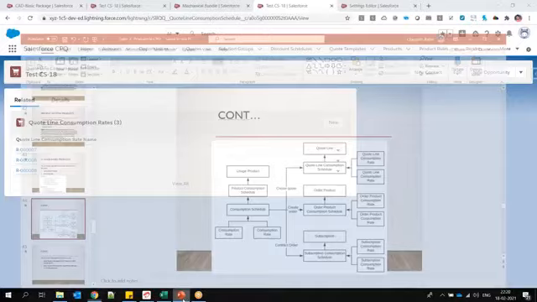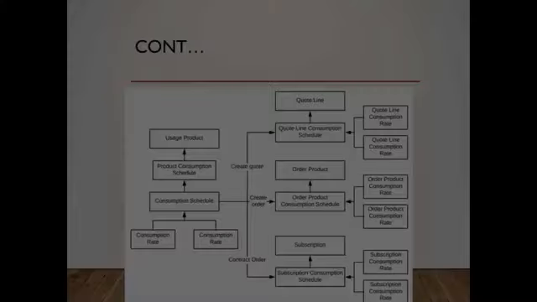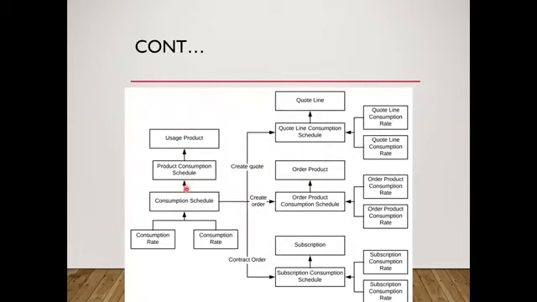So this is how the diagram is. Let me explain the diagram so you will understand better. Let's say you created one consumption schedule. On the consumption schedule you attach different consumption rates, and this particular consumption schedule you assign to one of the usage products by using product consumption schedule. This is what we did right now. We created one consumption schedule, we created rates, and by using the product consumption schedule related list, we assigned this consumption schedule to the actual product.